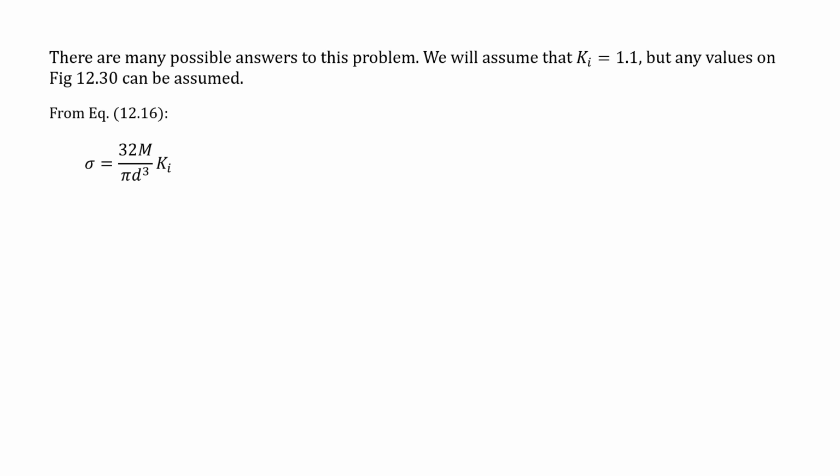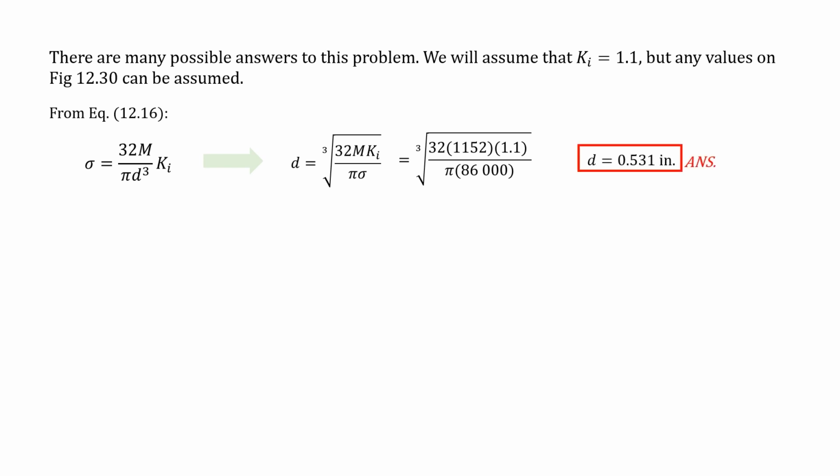And we can rearrange this equation to have a value of our small diameter d. So if we sub in our values here, we have that our torque closed is 1152. Our Ki value we've assumed to be 1.1, and our stress is 86 KSI or 86,000 PSI. So here we have a diameter of 0.531 inches.